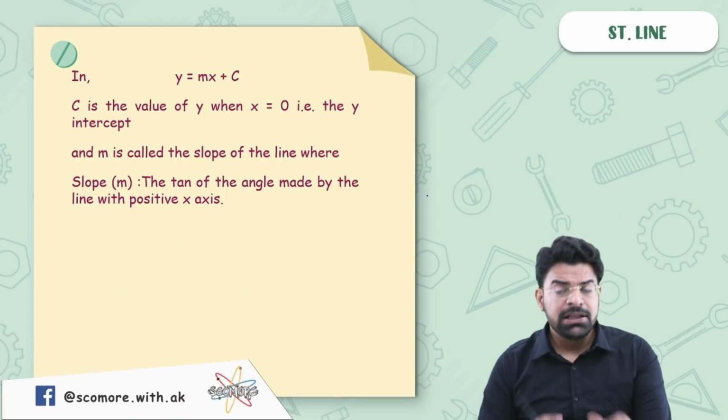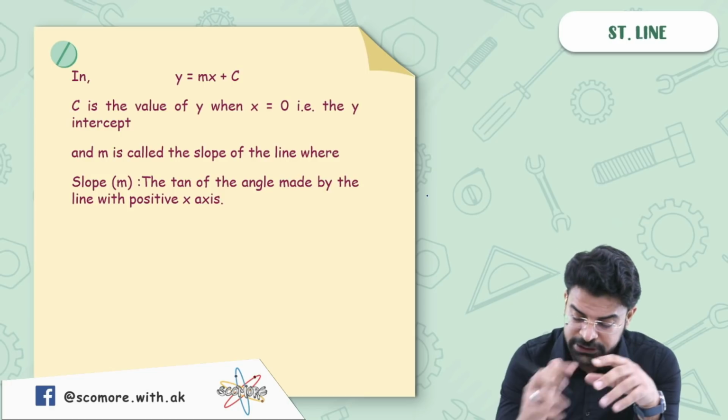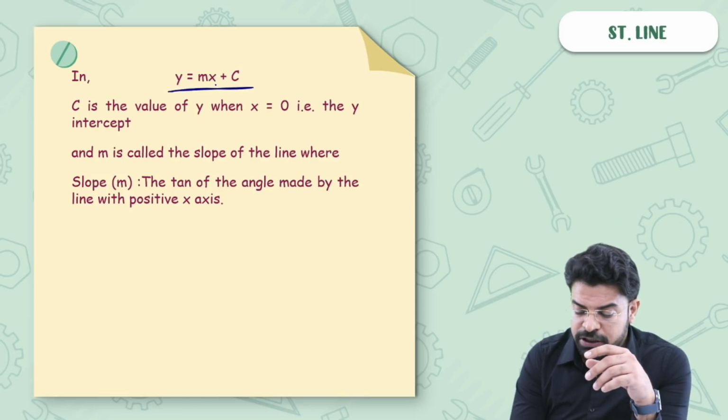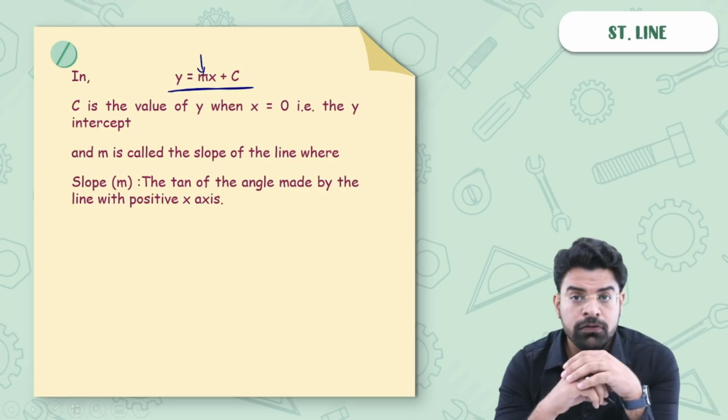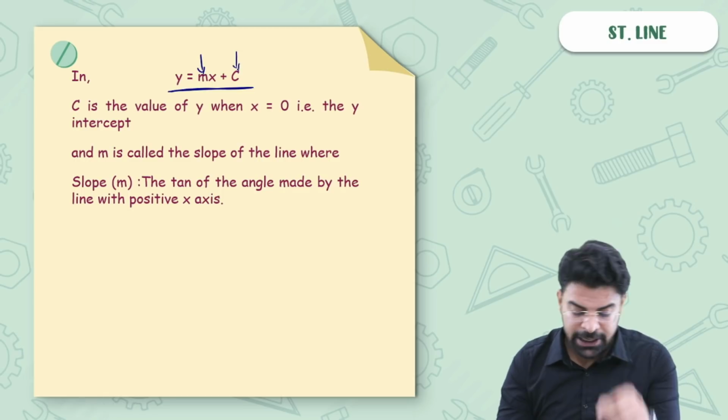So in the equation of a straight line, we have got two things. The general equation of a straight line goes like y equals to mx plus c. What is m? Slope of the line. And what is c? The y-intercept.